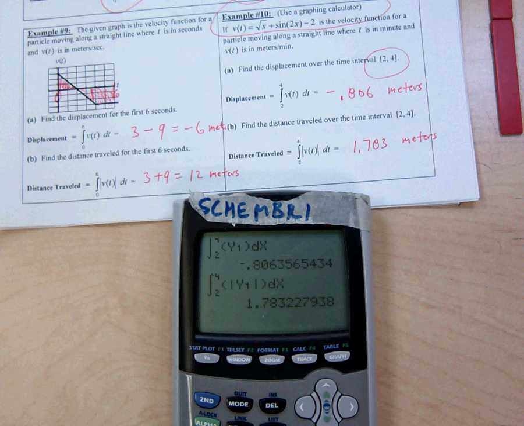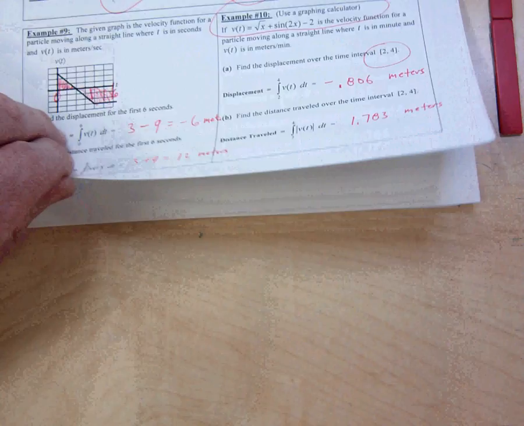So 1.783. So again, you should be able to handle this very easily if you know the difference between distance traveled and displacement. Okay? All right.